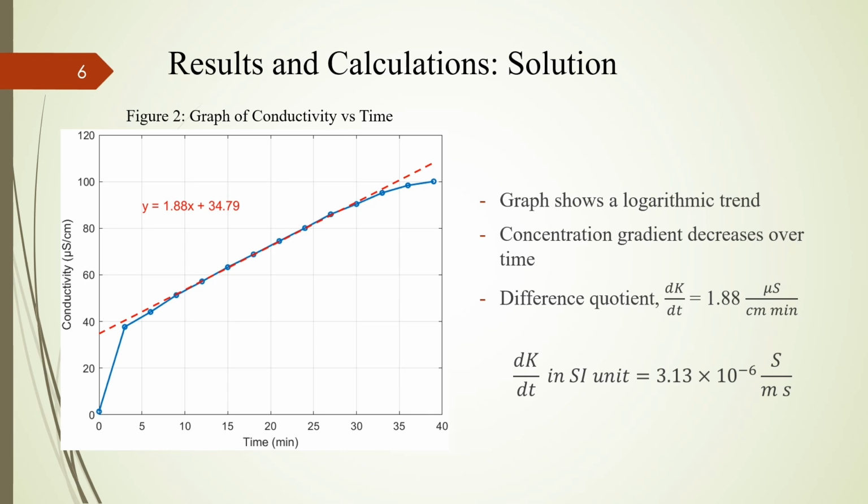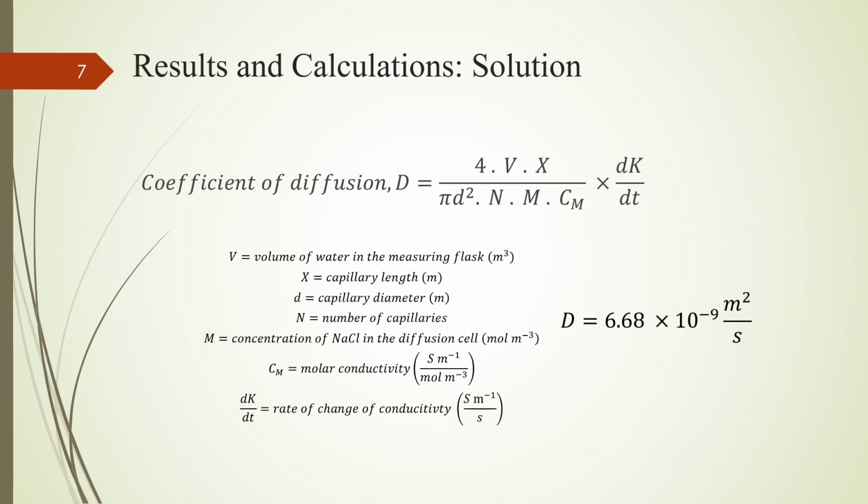The graph shows a logarithmic trend as concentration gradient decreases over time. The difference quotient obtained from the linear area of the curve was 1.88 microsiemens per cm per minute. The coefficient of diffusion was then calculated using the equation with all the values converted to SI unit. The coefficient of diffusion obtained was 6.68 times 10 to the power of negative 9 meters squared per second.